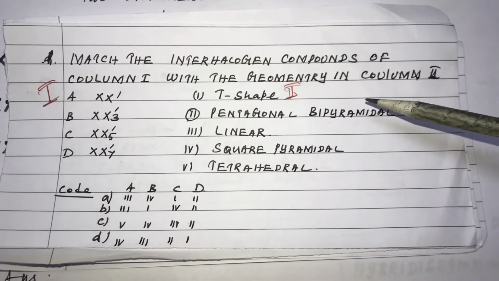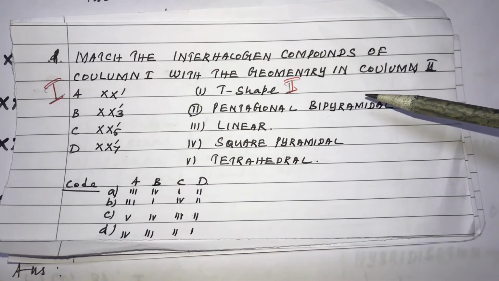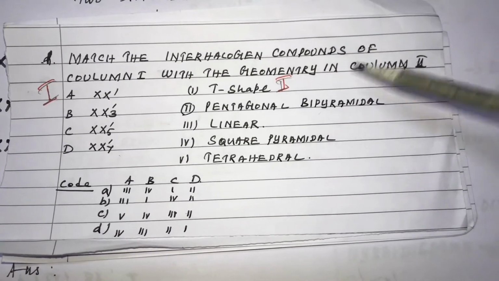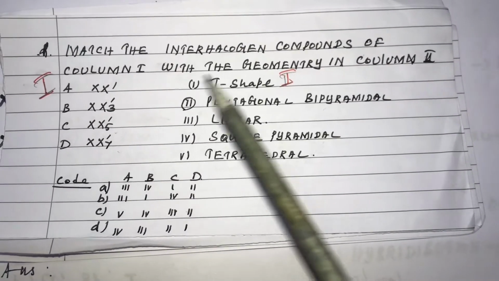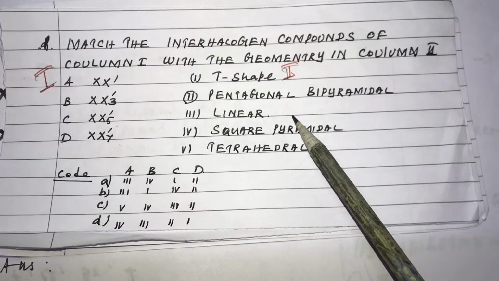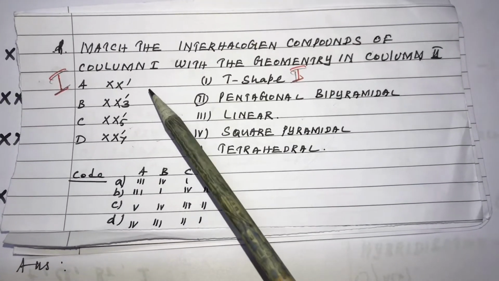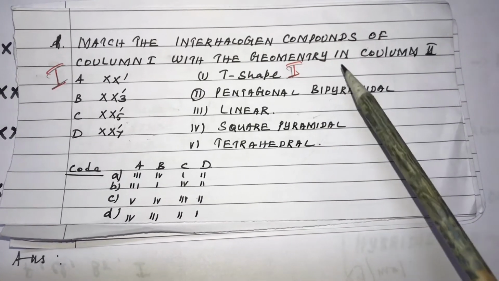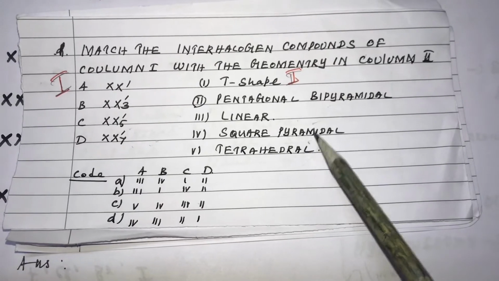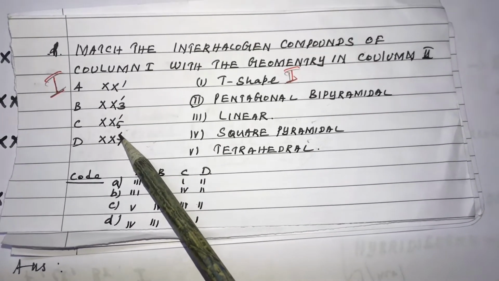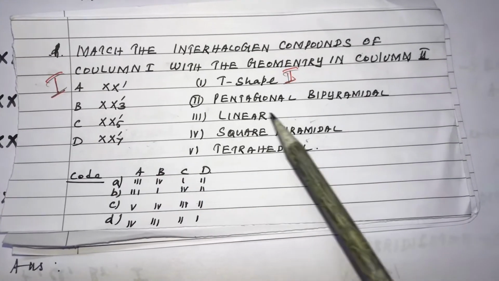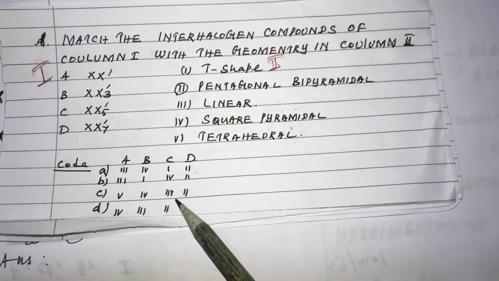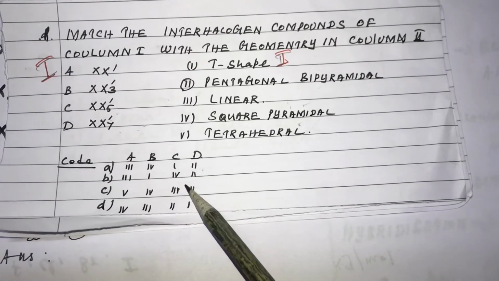In this video, we are going to see some of the neat questions asked in previous years. Match the interhalogen compound of column 1 with the geometry in column 2. The first column gives the type of interhalogen compound, and the second column gives the shape of the molecule. We have to correctly match the type of the interhalogen compound with the correct shape of the molecule. Here the matching code is given, and we have to select the correct matching code.